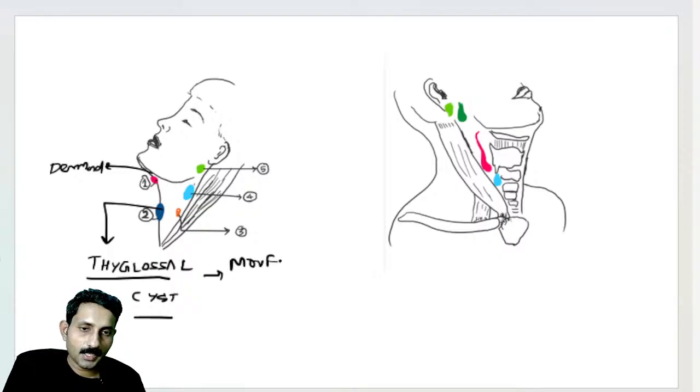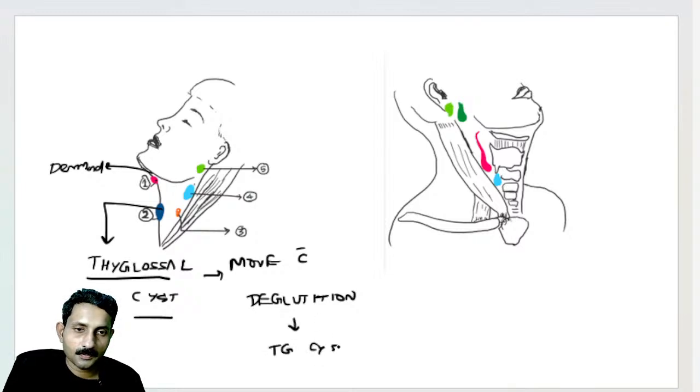A swelling is appearing in the midline of the neck. The MCQ can be: a swelling is appearing in the midline of the neck, and it moves with deglutition. Deglutition is swallowing. So the answer is thyroglossal cyst. Okay.